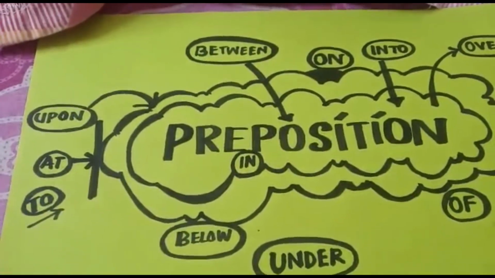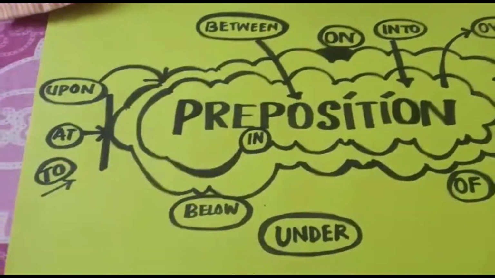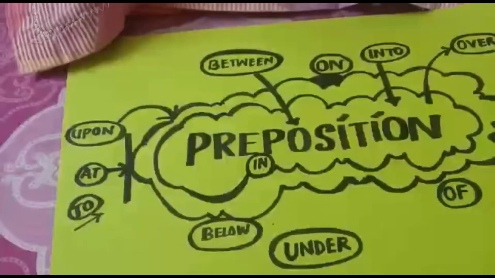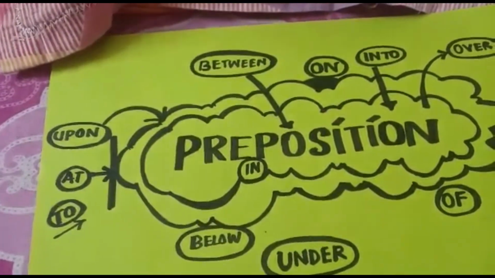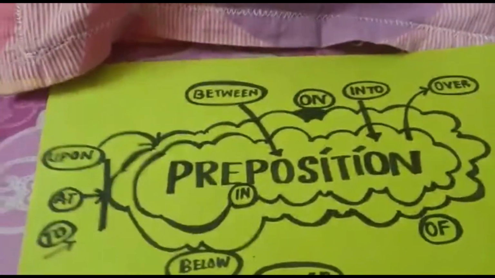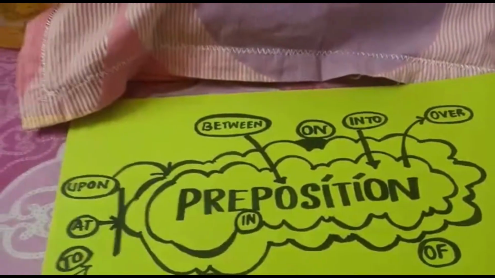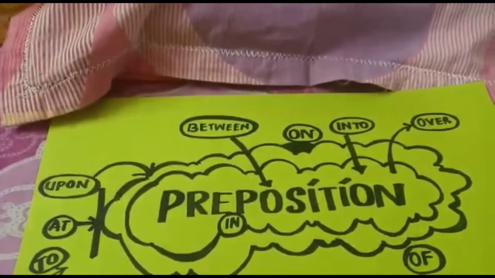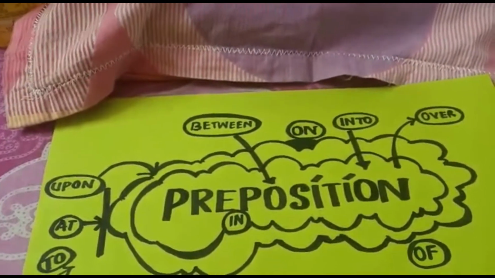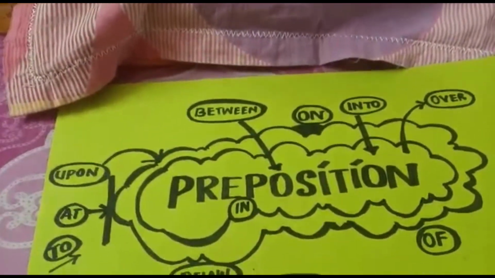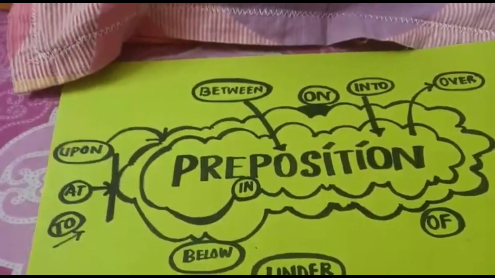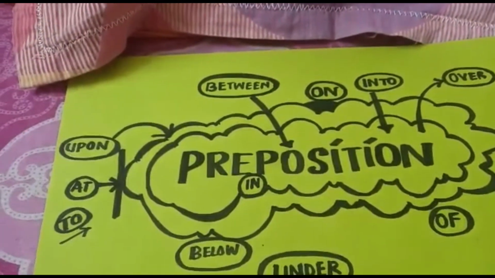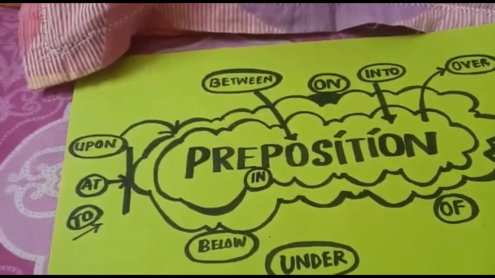Next preposition which I will explain now is under. When do we use the prepositional word under? Friends, we use under to talk about something that is below or lower than something else. When one object is below or lower than the other object, that time we use under. One example I can give you: the cat is under the table. And we can also say it when one object is covered by the other object.